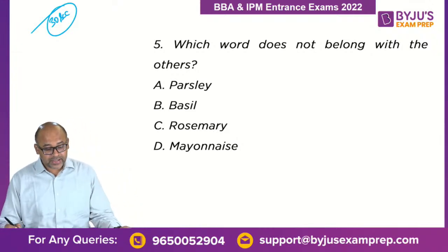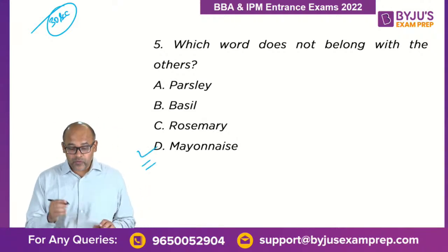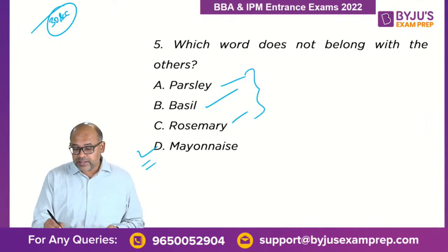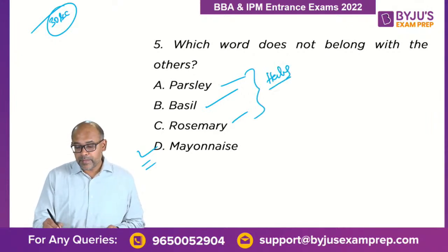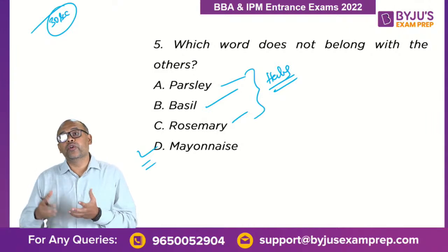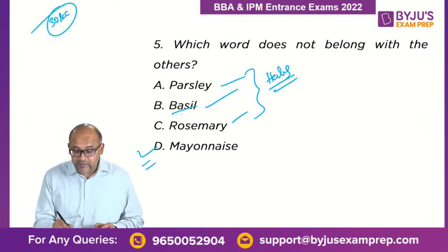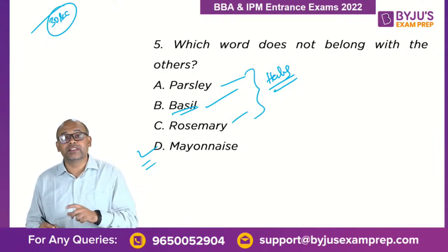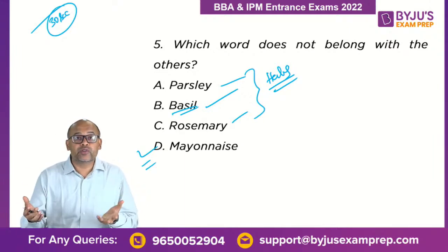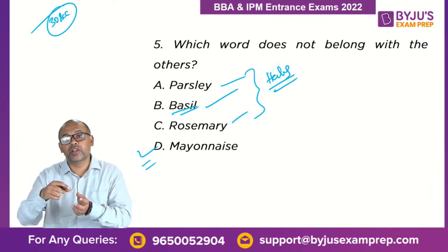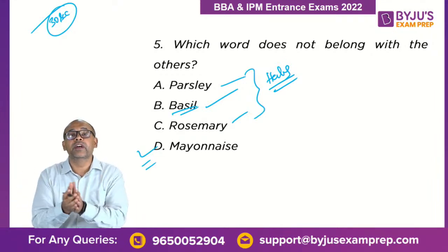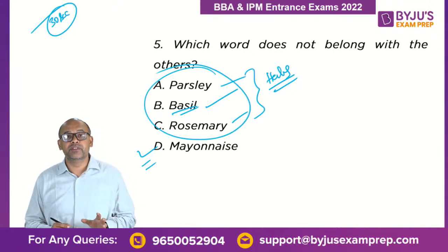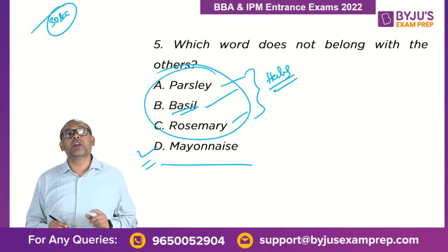Alright, so the correct answer here is mayonnaise. Why? Parsley, basil and rosemary are all herbs. If you order a sandwich, you might have a basil leaf in it, or a rosemary in one of the dressings. In a restaurant, they put these as garnish or dressings to give some taste as well as decoration. So these are called green herbs, whereas mayonnaise is not a herb.